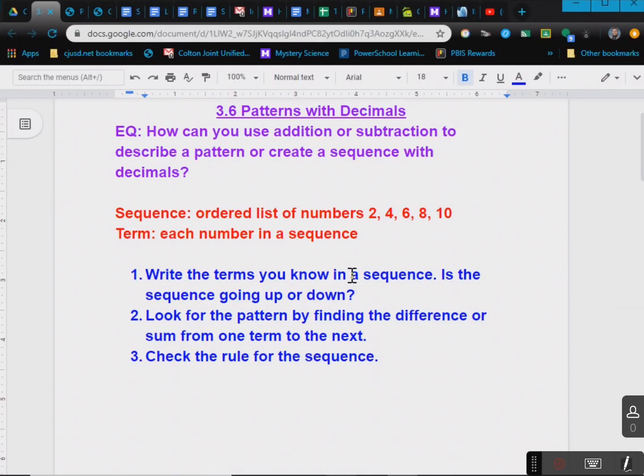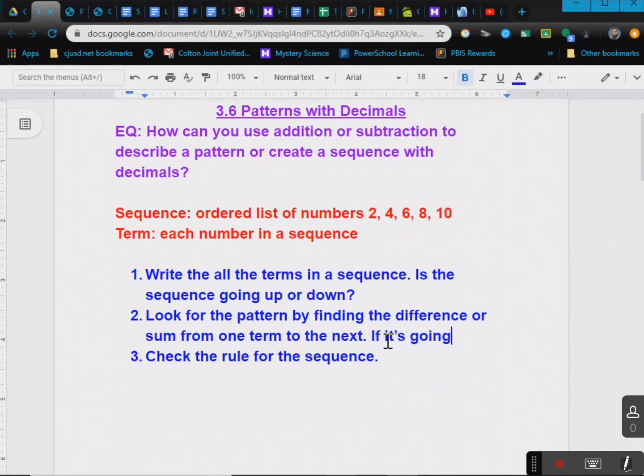Alright, make sure you write that down. And also write down the rules. The first rule is write all the terms in a sequence. Is the sequence going up or down? And you want to look for the pattern by finding the difference or sum from one term to the next.